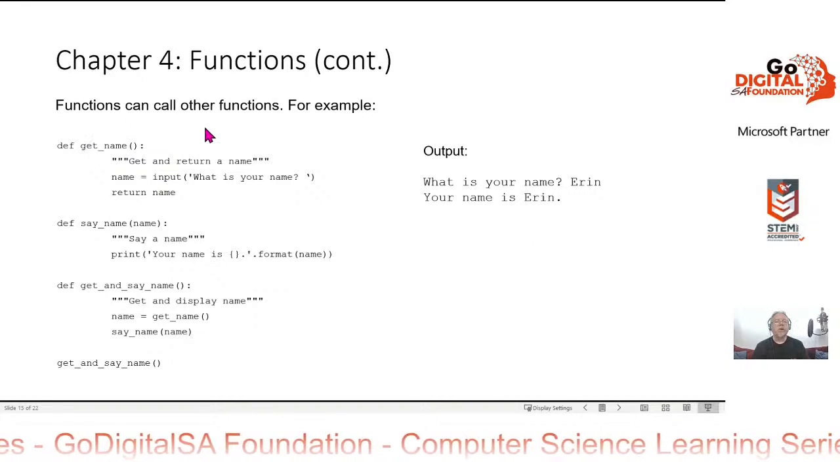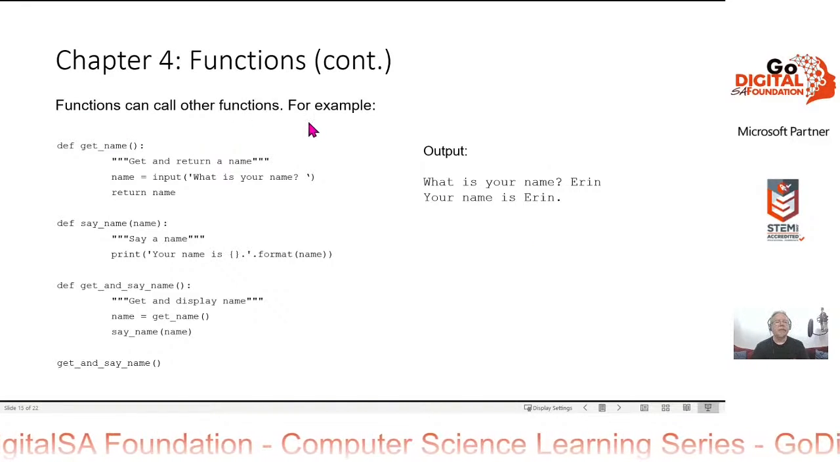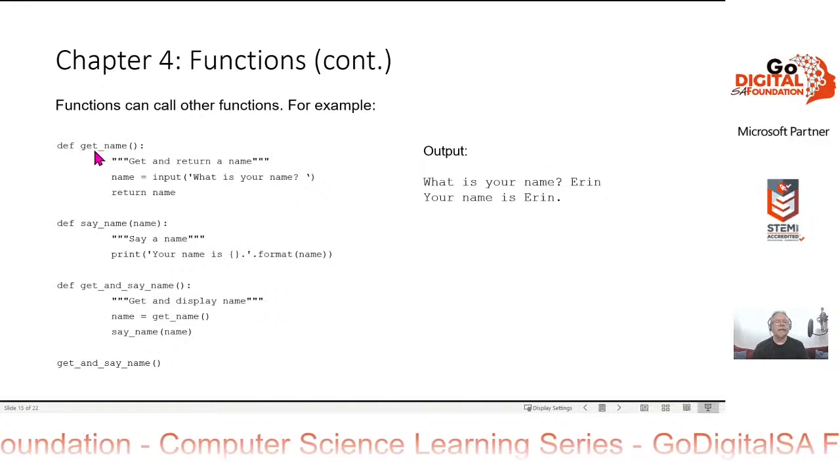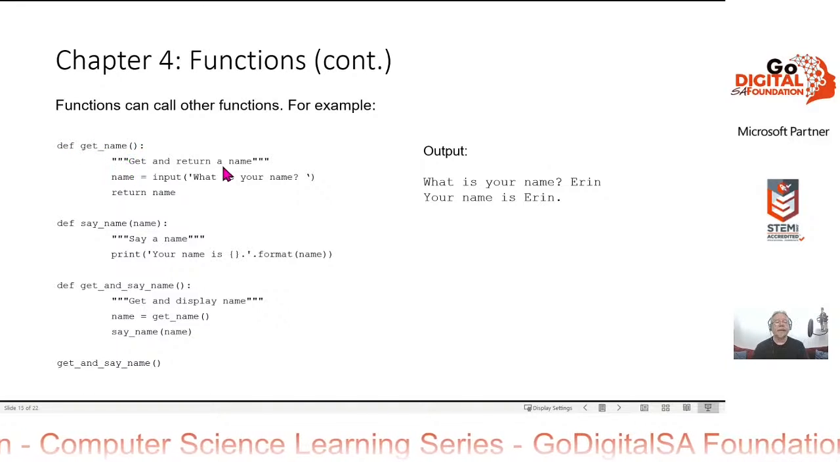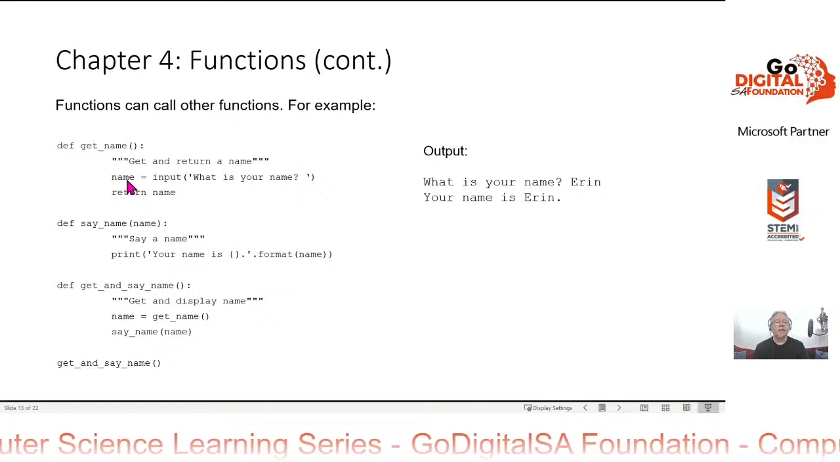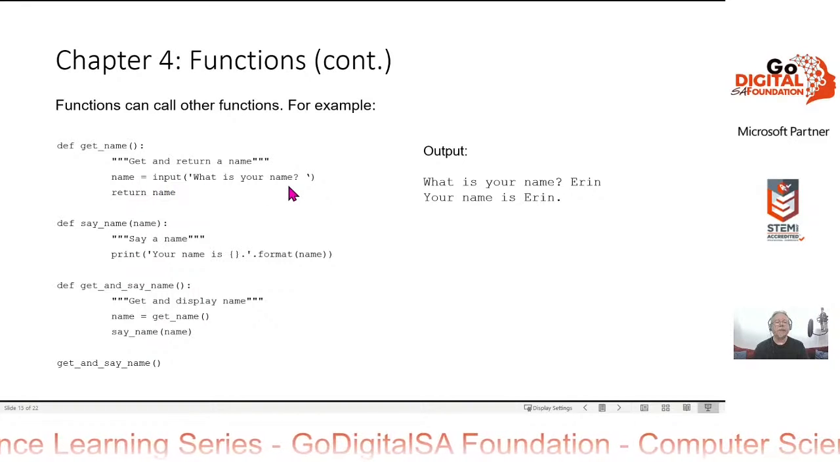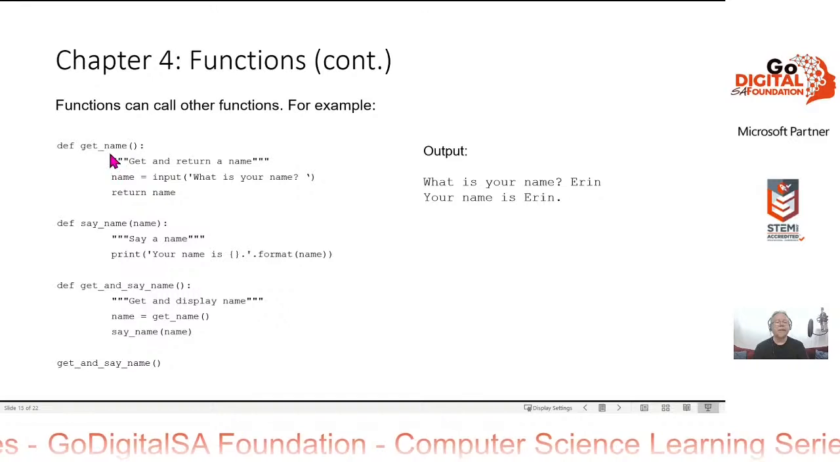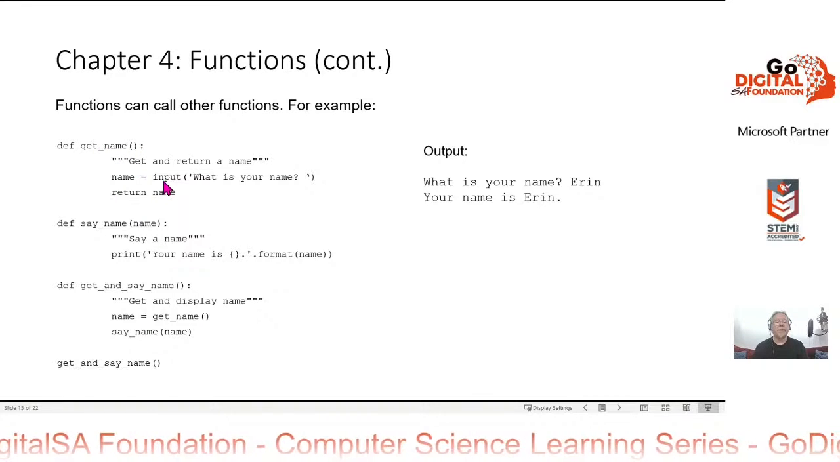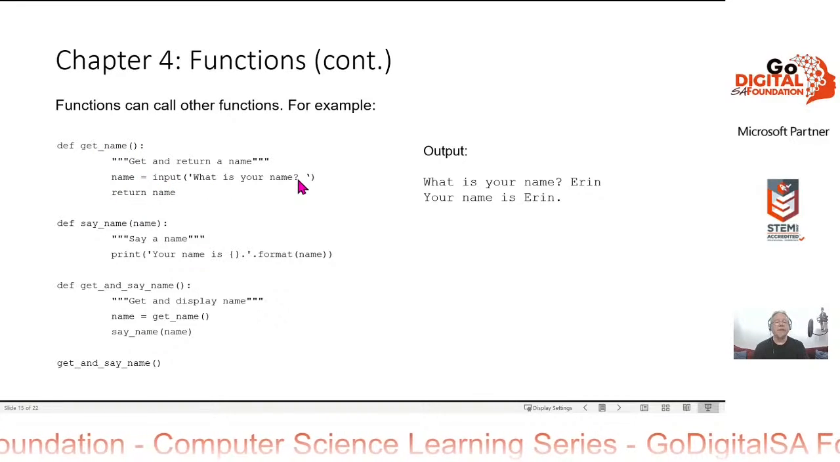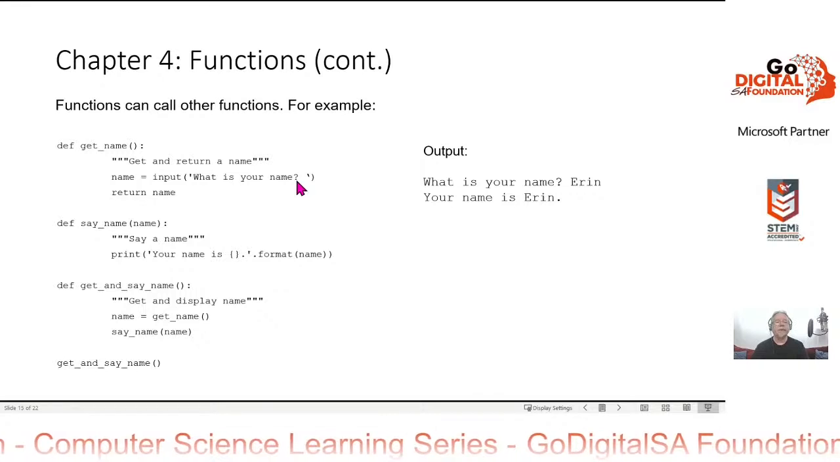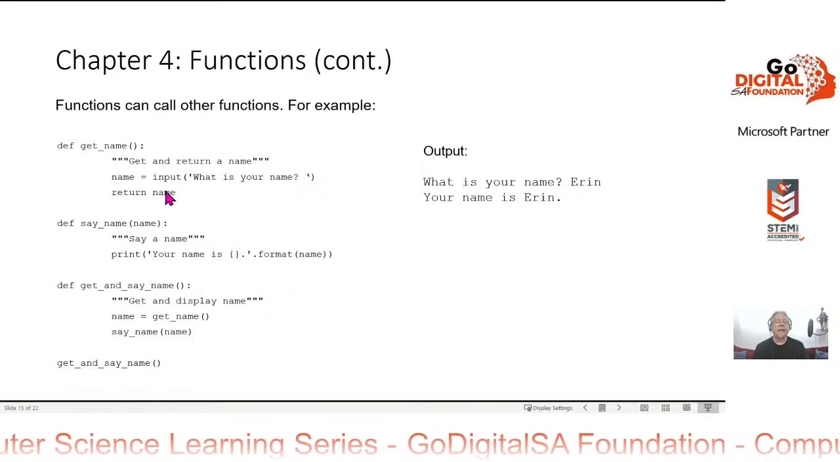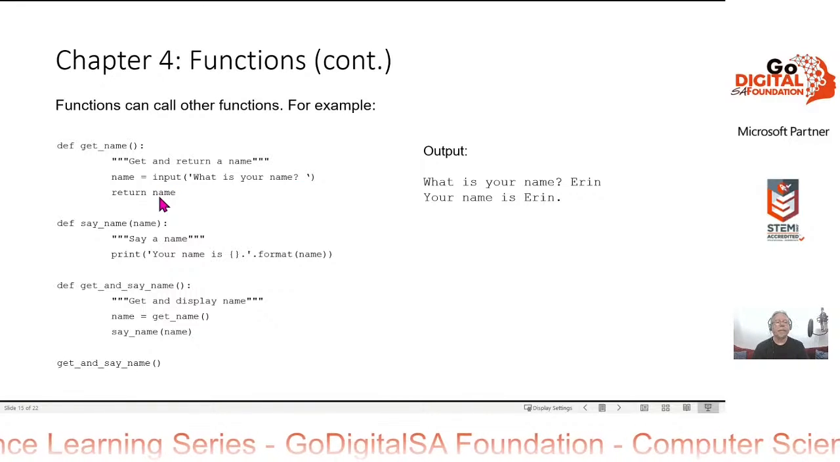Okay, functions can call other functions. For example, here we define the function get_name. It gets and returns a name. So we say name is equal to input, what is your name, and then it returns name. So when we call get_name, it's going to display what is your name and wait for the user to enter a string, and then it's going to return that string.